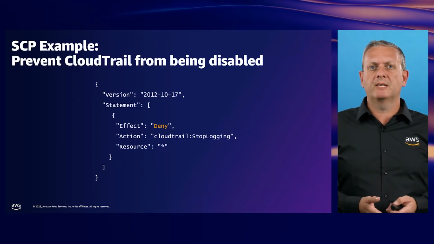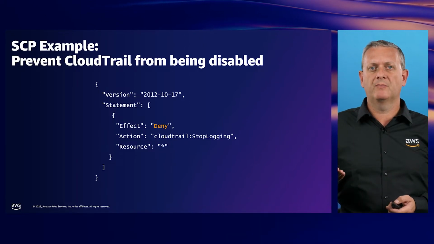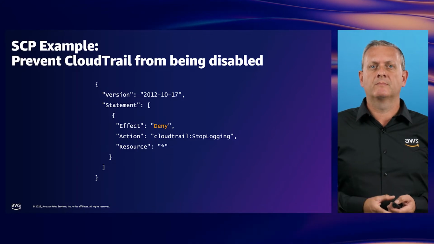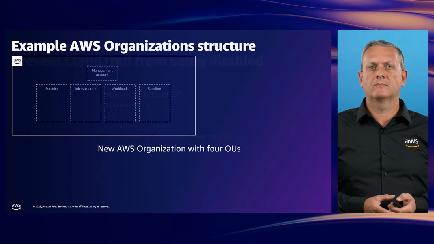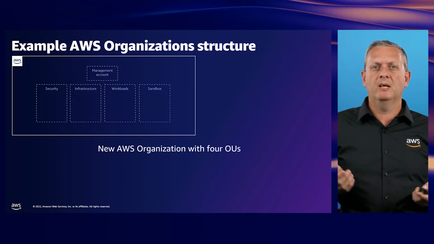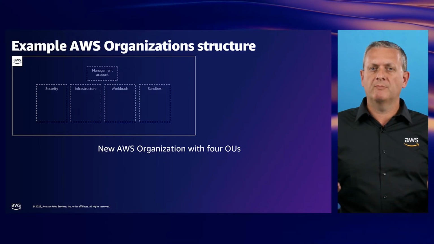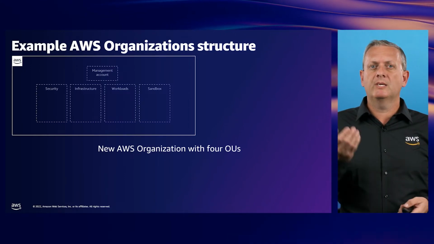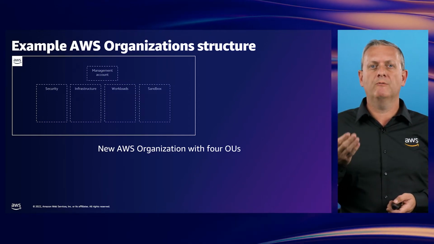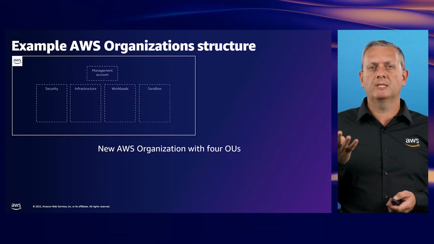Here is an example of an SCP that prevents AWS CloudTrail logging from being disabled at the account level. Not even an account level administrator can override an SCP. So as mentioned earlier, plan your multi-account structure carefully. Look at the best practice guidance we publish on our website and make informed decisions before deployment. When designing your organisation structure, you could consider creating, at a minimum, 4 foundational OUs: security, infrastructure, workloads, and sandbox.